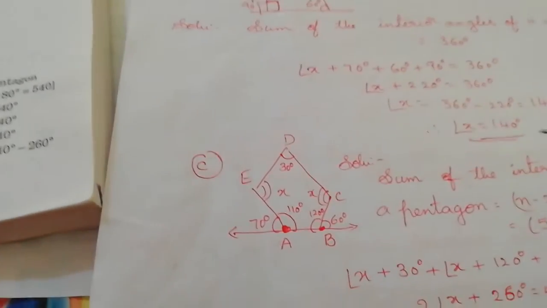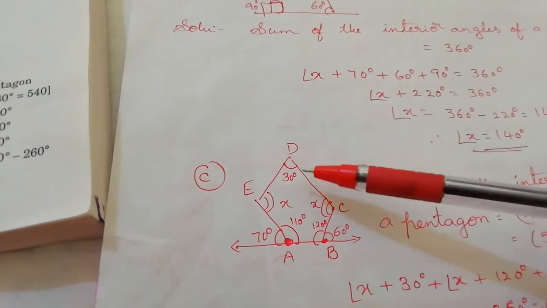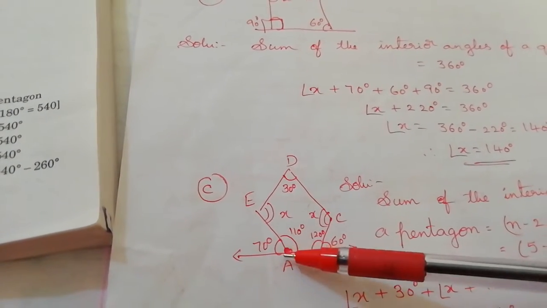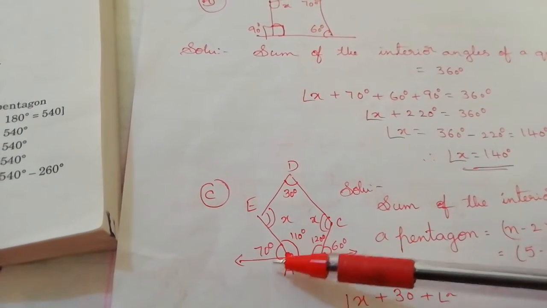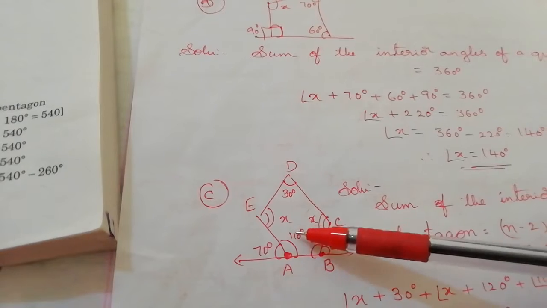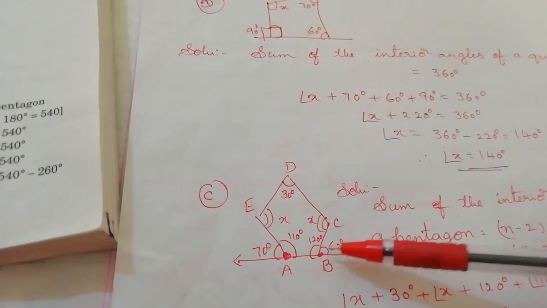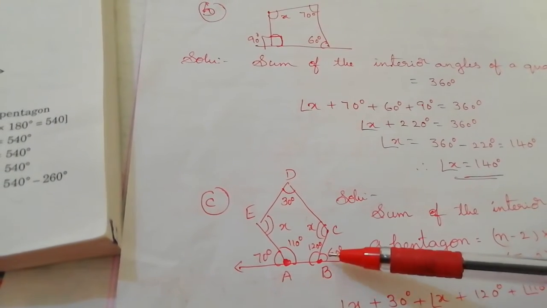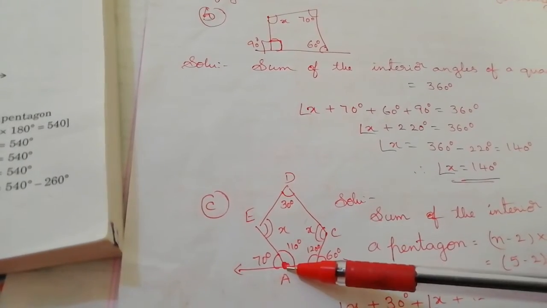Next we will come to part C. Here these two angles are equal. This is 30 degrees. Here 70 degrees is given. The angle at any point on a line is 180 degrees. This is 70, so 180 minus 70 is 110. This is 60, so 180 minus 60 is 120. 120 plus 60 is 180, and 70 plus 110 is 180.